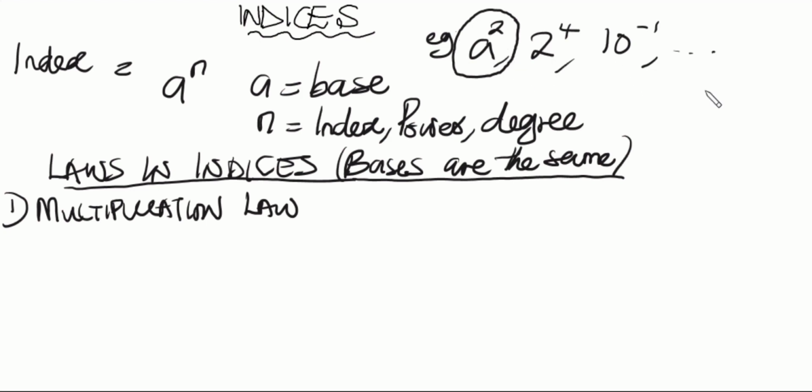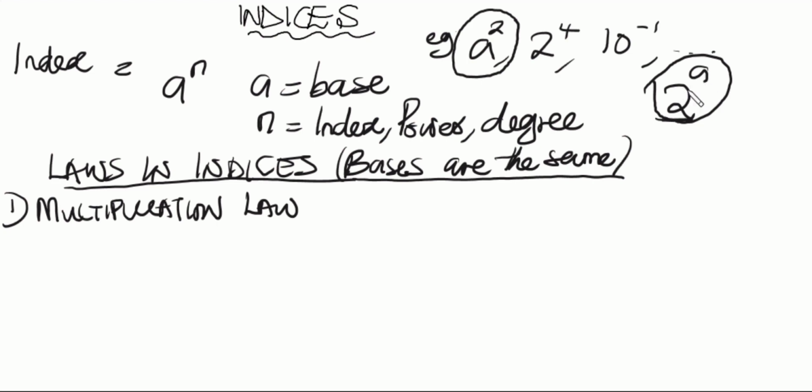Now in the case where we have 2 raised to power a, where the base is known while the index is the unknown, this is called an exponent. That a is called an exponent. An exponent refers to when the unknown variable is the index.